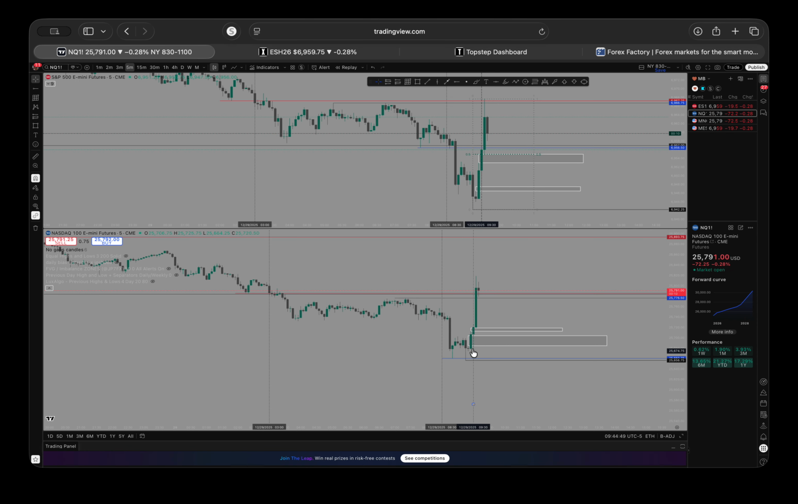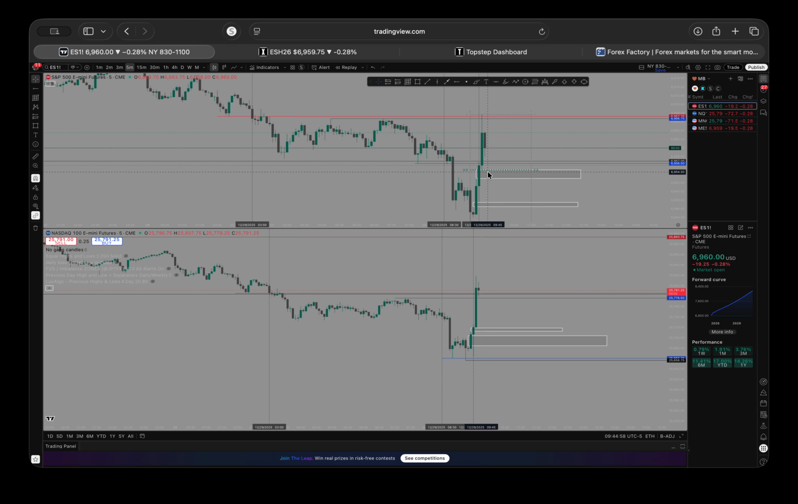I see a fair value gap formed here, but no touching in the 5 minutes. This candle's going to close in 7 seconds. It's not going to touch down. I see this fair value gap formed here. I don't see any touchdown into this space. I see another candle. That's nice.